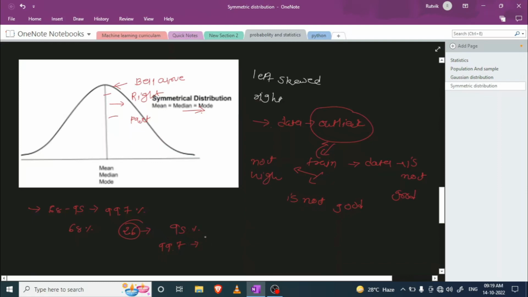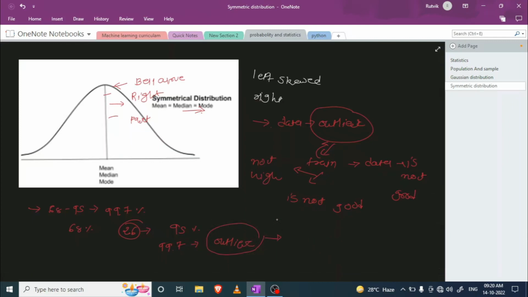Whatever data is left after all this, we can treat as an outlier, and we simply remove it from our data set. We are not going to train our model on it. Whatever data we have left after removing the outliers, we train our model on. So this is the use of symmetric distribution, and why we are concerned with symmetric, left skew or right skew distributions.